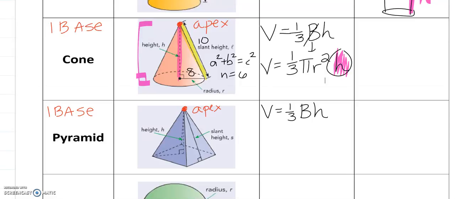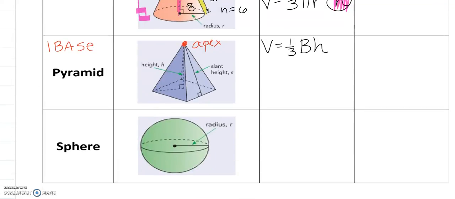Now, for your pyramid, your base can assume any shape. Your base can be in the shape of an octagon, a hexagon, a pentagon, just like we talked about before. So again, we're going to write into here that your base is any shape. So you're not going to be replacing that big B with pi r squared. You're going to be replacing that big B with whatever area formula you have for your base.